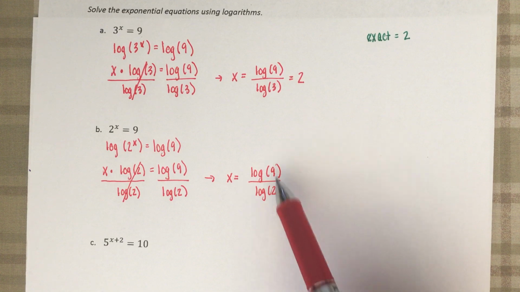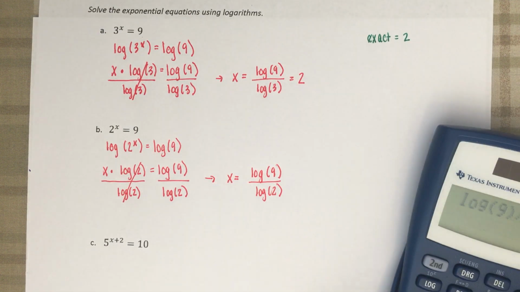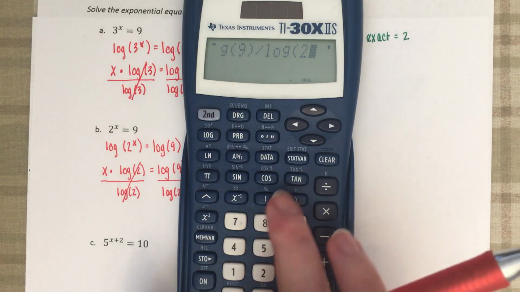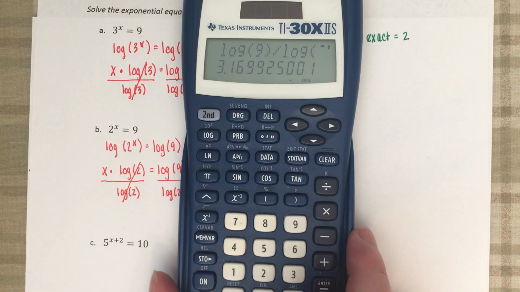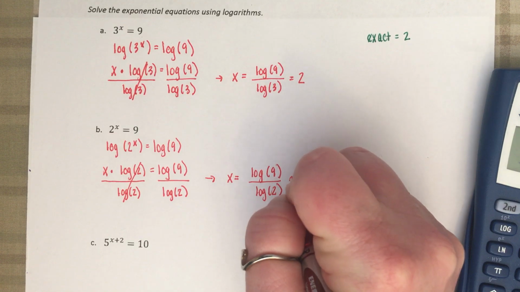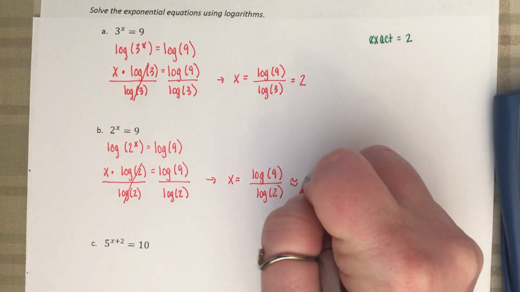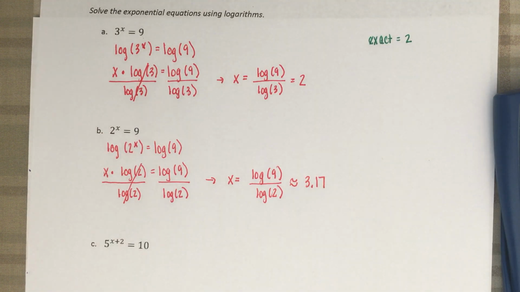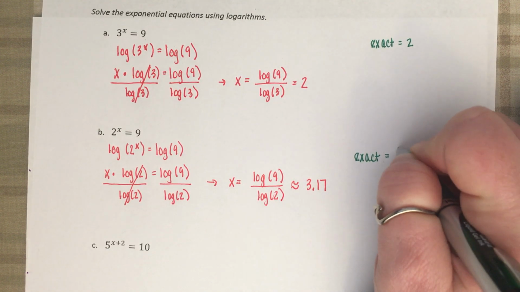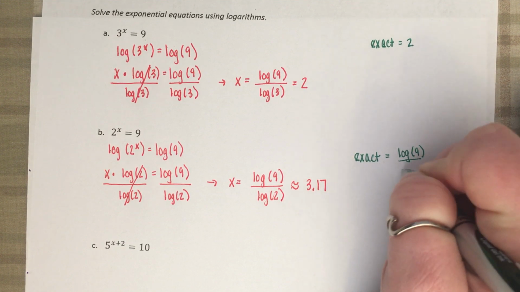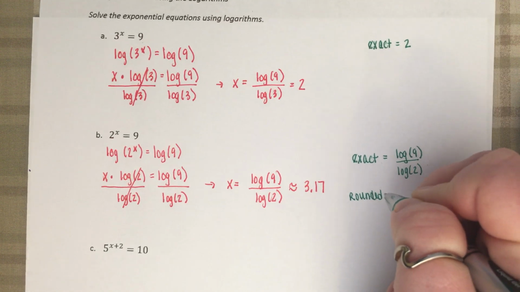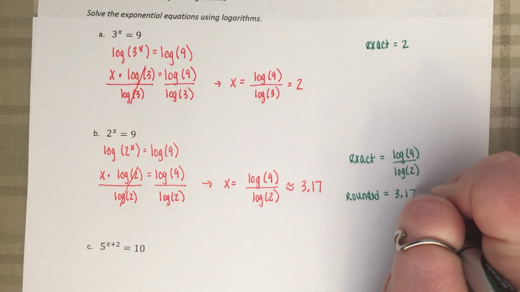This part using our logarithms, in this case when we divide these, we are going to get a decimal. So we're going to do the log of 9 divided by the log of 2. We get 3.169, which is going to round up to 3.17. So we're going to say this is approximately equal to, using a little squiggly equal sign, 3.17. In this case, our exact answer, we're going to leave it in logarithm form since we get a decimal. So our exact answer is going to be log of 9 divided by log of 2. And our rounded decimal approximation is going to be 3.17.